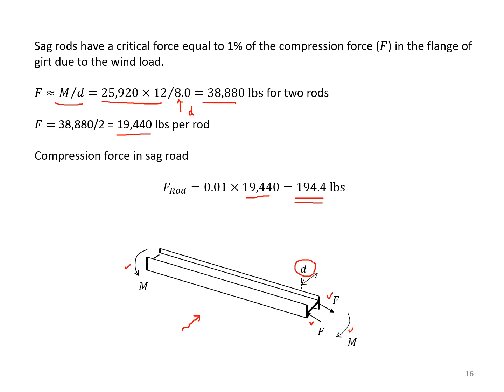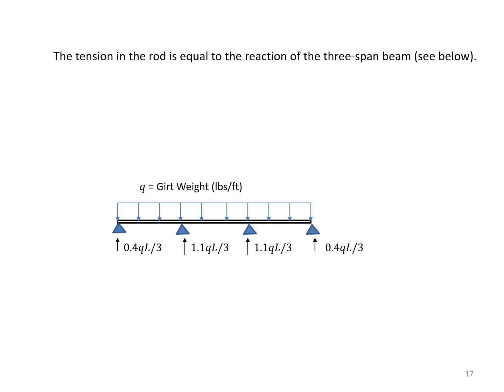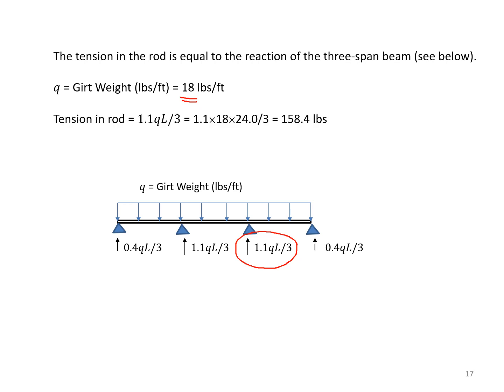Now we also need to find the tension force because of the self-weight of the girt. So let's examine that. Remember that we said under the self-weight, the girt can be considered as a three-span beam. So I show the figure again. And this value is really the tension force in the sag rod. What is Q? Q is the self-weight of the girt, which is 18 pounds per linear foot. Putting that in the equation, considering the length, which is L equal to 24, we come up with 158.4 pounds of tension force in a sag rod.